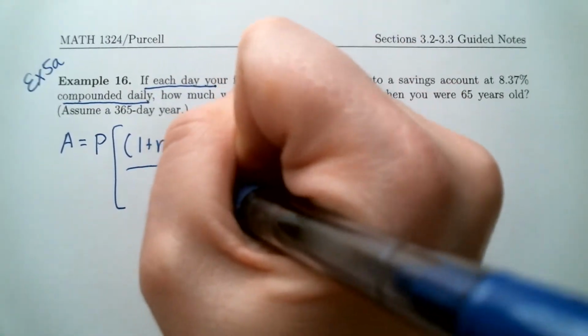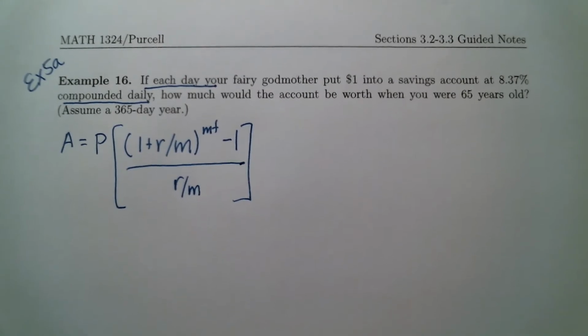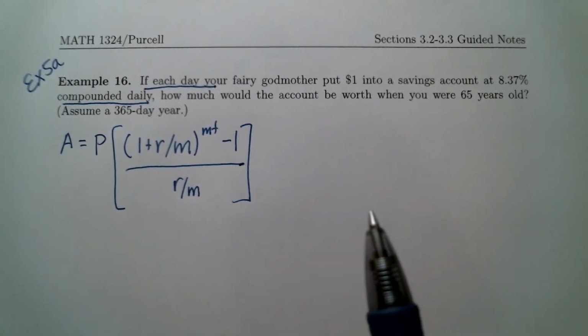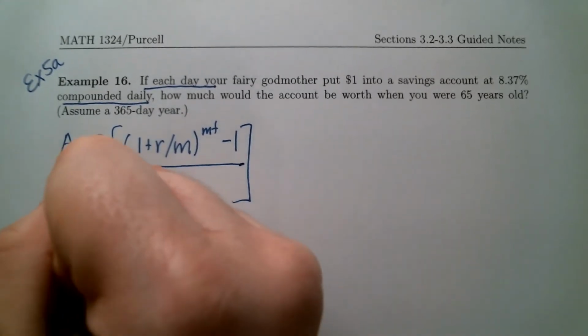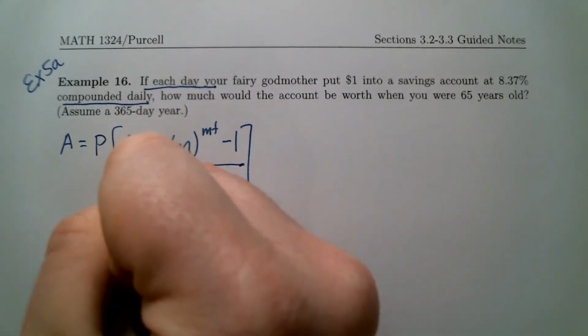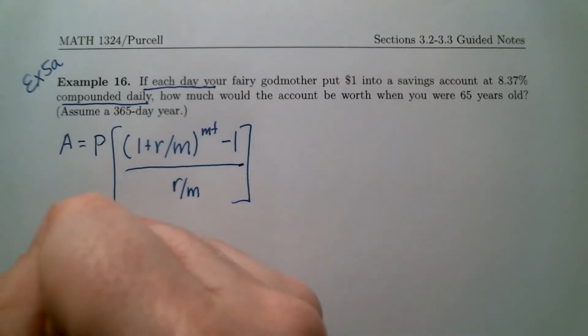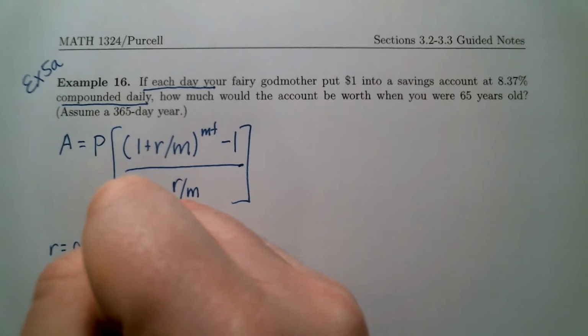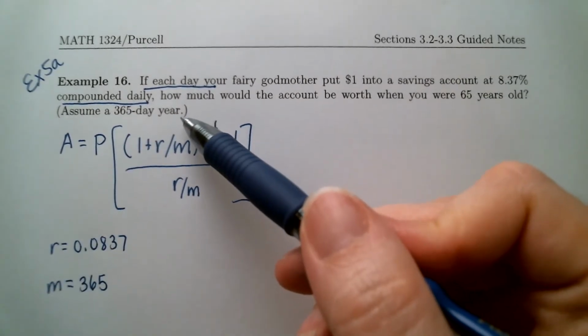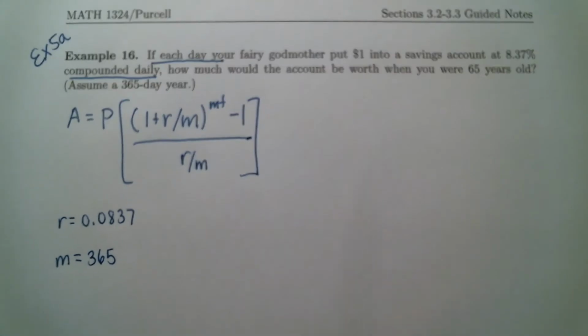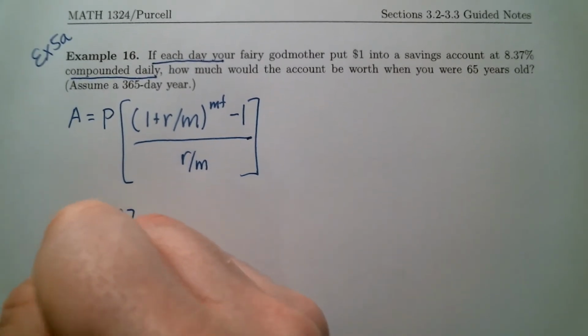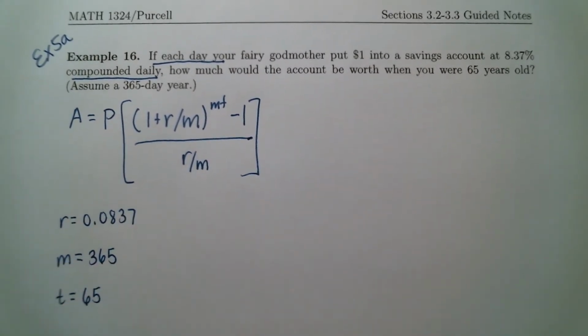All right, so we need to figure out what we're looking for and what the values of our variables are. We know the interest rate is 0.0837, if you change it to a decimal. The deposits are daily and the interest is compounded daily. Those two things should coincide. So that means M is 365, because you are reminded here to use a 365-day year. The money is being saved for a total of 65 years. So there's your T value.